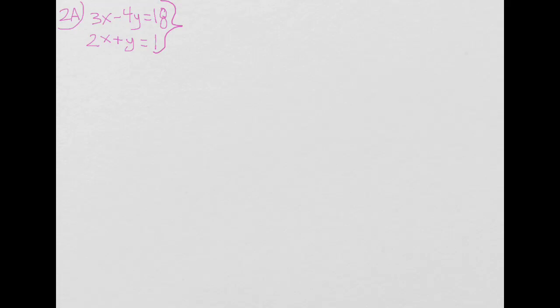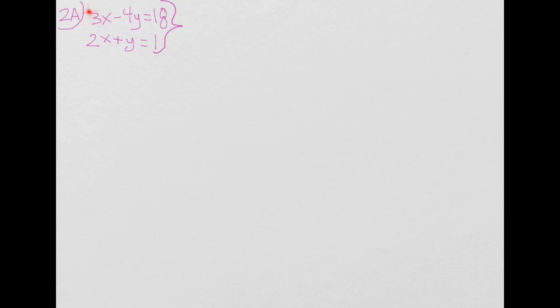Okay, problem 2a, we want to solve this system using elimination. Now, our goal with elimination is to combine our two equations into one and get one of our variables to cancel out. In order for us to do that, while looking at our two equations, we need to use equivalent systems, which means we need to multiply one of our equations by a number so that for one of our variables, those coefficients are either the same or are opposites.